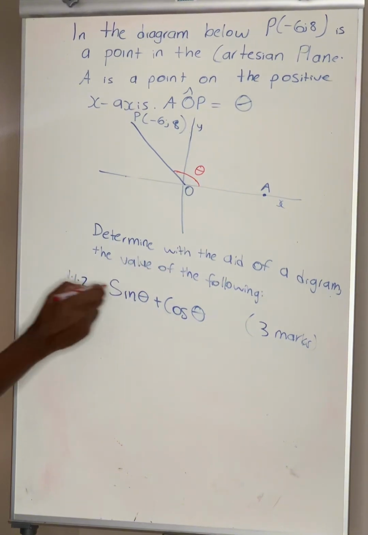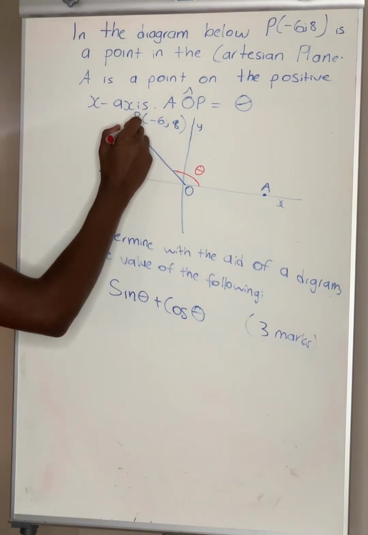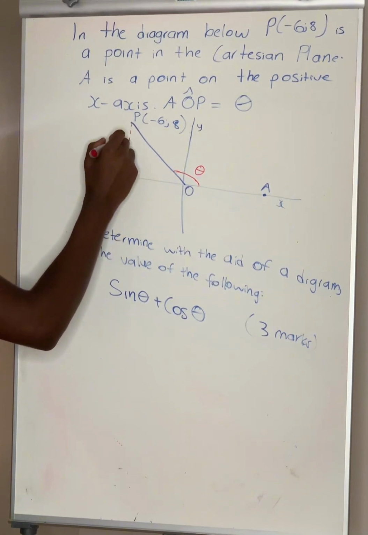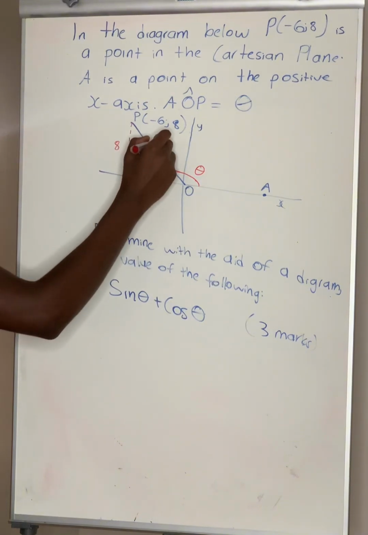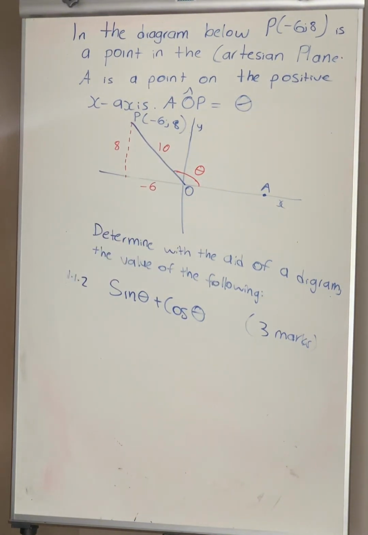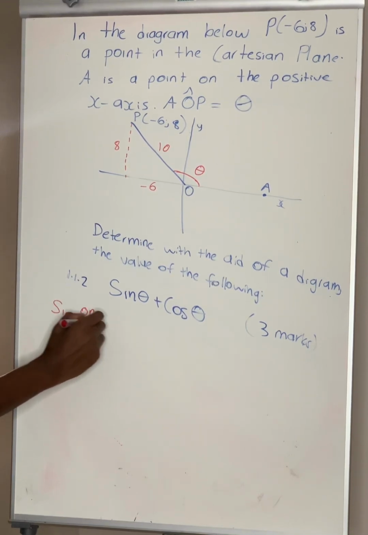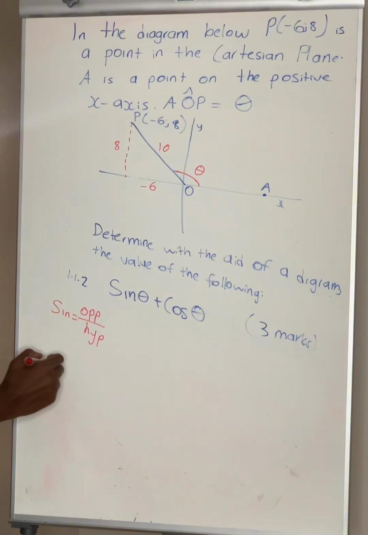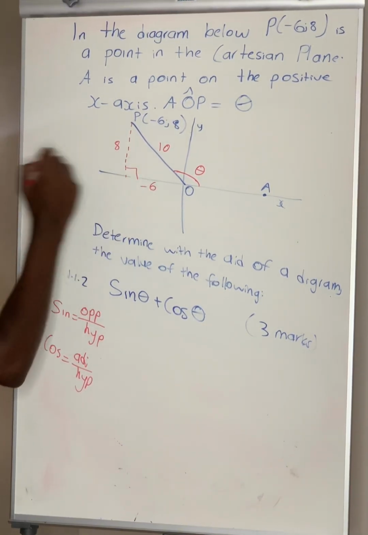Okay, so now we're asked to find the value of sine theta plus cos theta. So remember we said our y value was 8, our x value is -6, and we found OP to be 10. So sine theta, remember sine from our SOH CAH TOA, sine is equal to opposite over hypotenuse, and then cos is adjacent over hypotenuse.